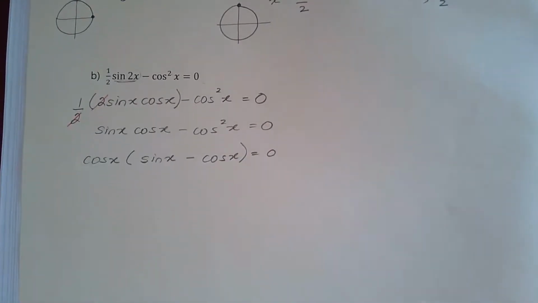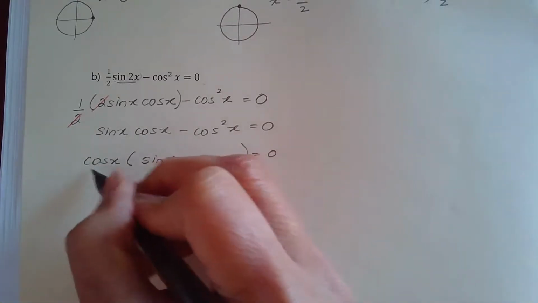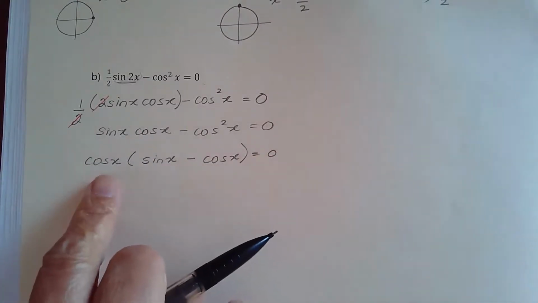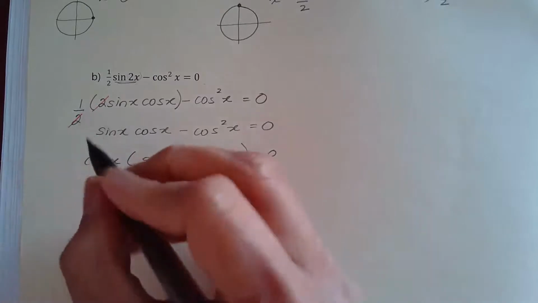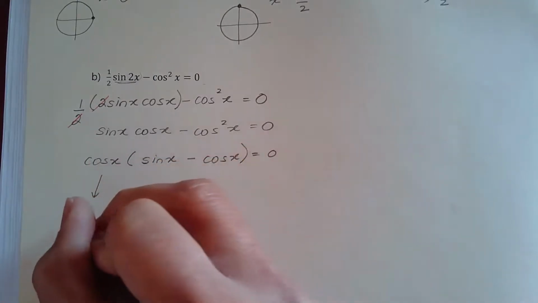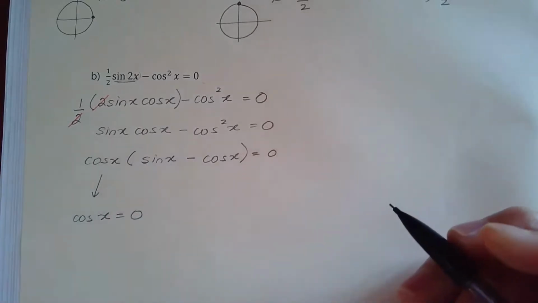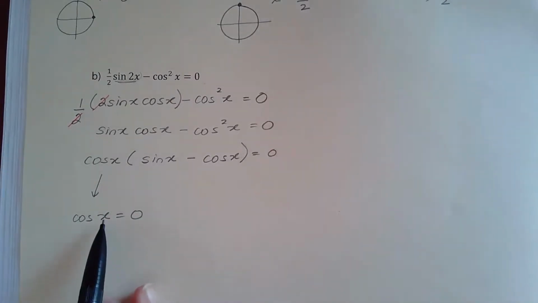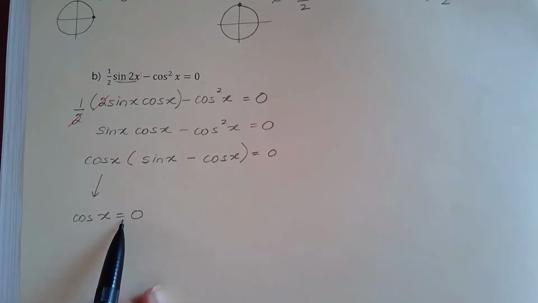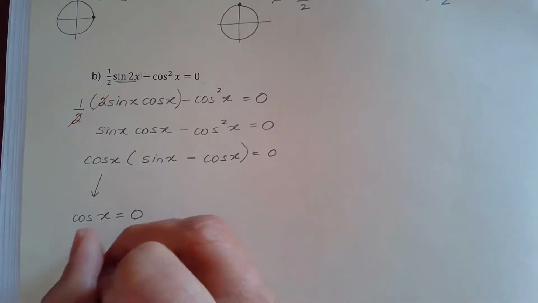Now we have this factored form, so we're going to use the zero product property. So cos of x equals 0. We have to take a look at what angle has a cos of that angle equal to 0.